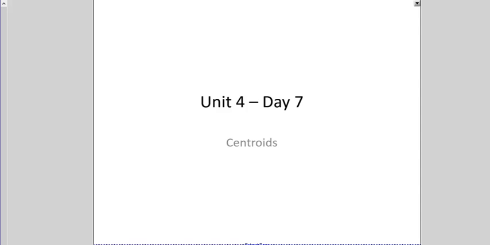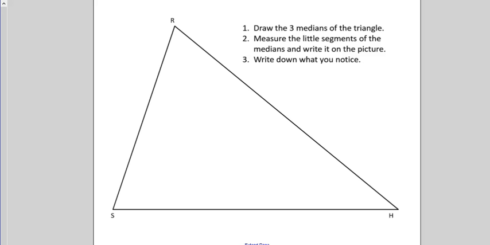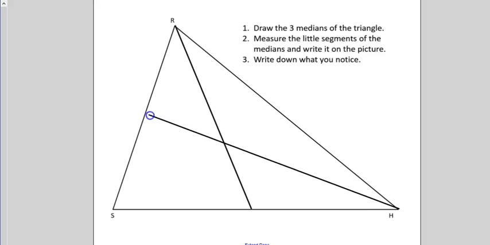All right, day 7, centroids. All right, draw 3 medians. We already have talked about this a little bit. It will be easier if you actually use a ruler to measure, or you can just erase and adjust. So I'm just going to estimate right here, so I can't really measure on the smartboard, and I may have to adjust. So remember, that's going to the median of each side, from each vertex to the median of each side.